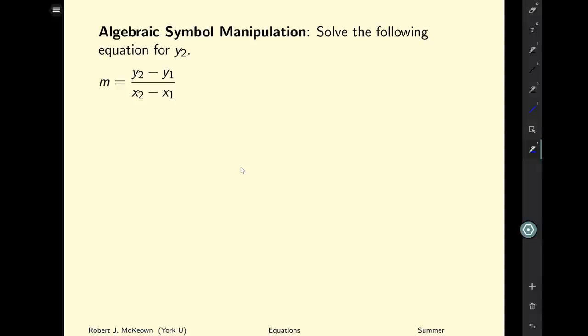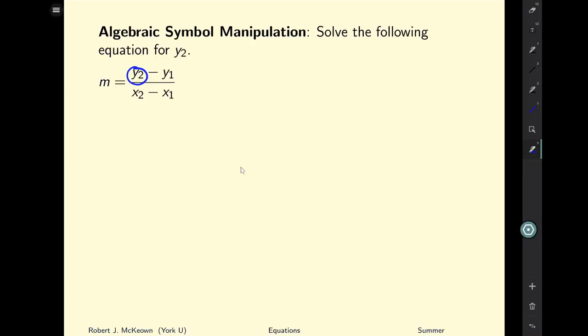This question is to keep you working on your algebra skills. When it comes to this type of question where you have an expression and you're being asked to solve this equation for y2, what does that mean? They want us to isolate y2 on one side of the equation. Economists, undergrads majoring in economics, you're going to be asked to do this all the time.